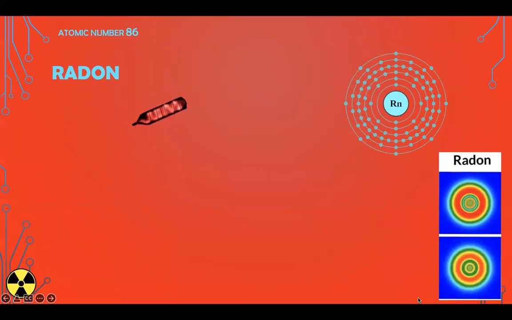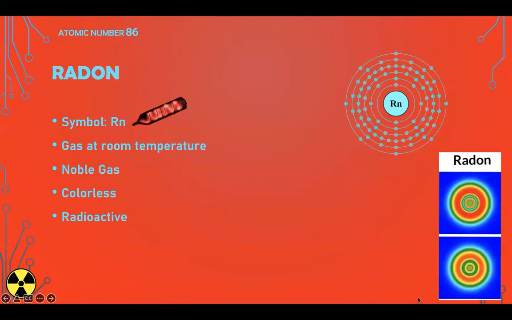Element number 86 belongs to radon. Radon's symbol is Rn. It's a gas at room temperature. It's a noble gas, which comes after the halogens, obviously. It's colorless. Radon is radioactive. I mean, that's literally in its name. And as you can see from the sign on the bottom left, it's literally a carcinogenic gas.